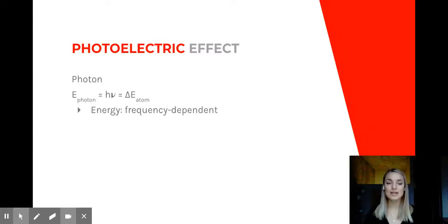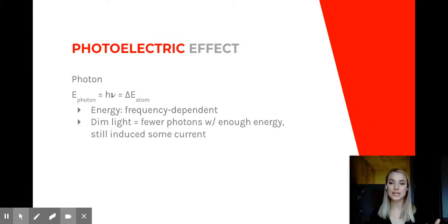Additionally, if we're understanding energy as a photon, there will never be a charging effect because atoms have to absorb a photon of a high enough energy in order to release that electron in order to induce the current. So a dim light of the correct frequency will have fewer photons of high enough energy, but there will still be enough photons of high enough energy to induce a current. There will still be enough high energy photons to cause those electrons to pop off and induce a current.